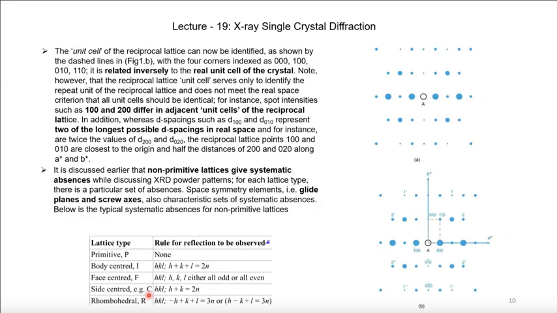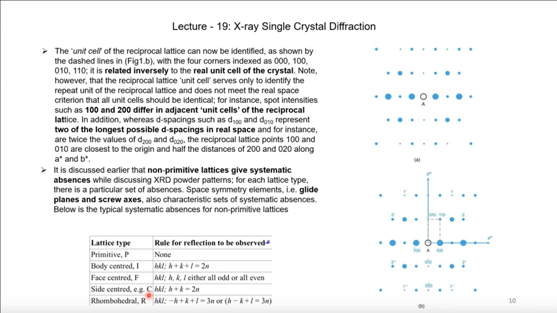Okay, this much we will see. We'll talk about the unit cell, reciprocal lattice, and systematic absences, which we call extinction, by which we can also find out the lattice type and other space symmetry elements, which we will talk about in the next lecture. For this lecture, thank you very much.